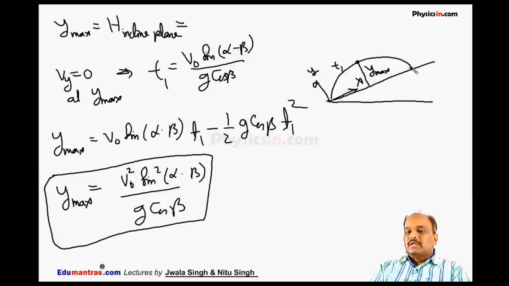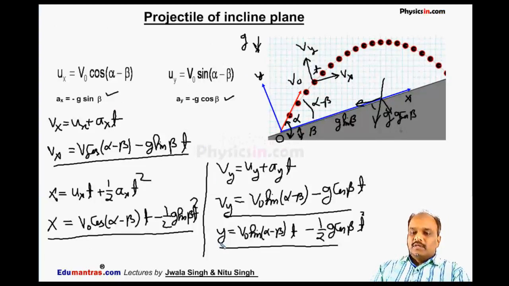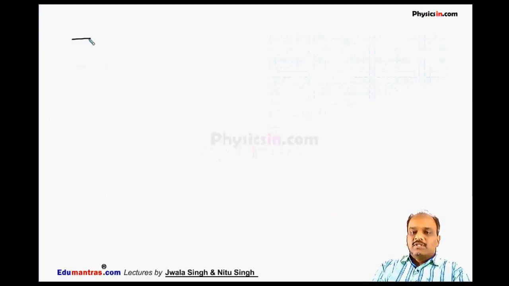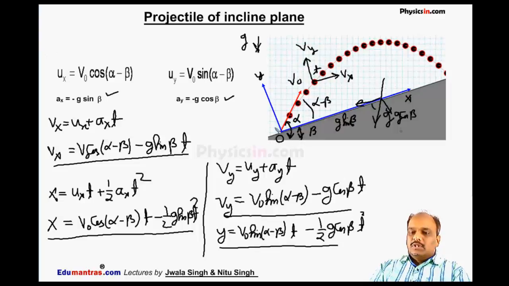Now when the particle strikes the inclined plane, at this instant again y becomes 0. So if I put y equal to 0, it will give me the time, and that time is called the time of flight. From this expression, if I substitute y as 0, I get t, which is equal to 2v0 sine alpha minus beta divided by g cos beta. This is the time of flight of the particle, the time for which it is in air.